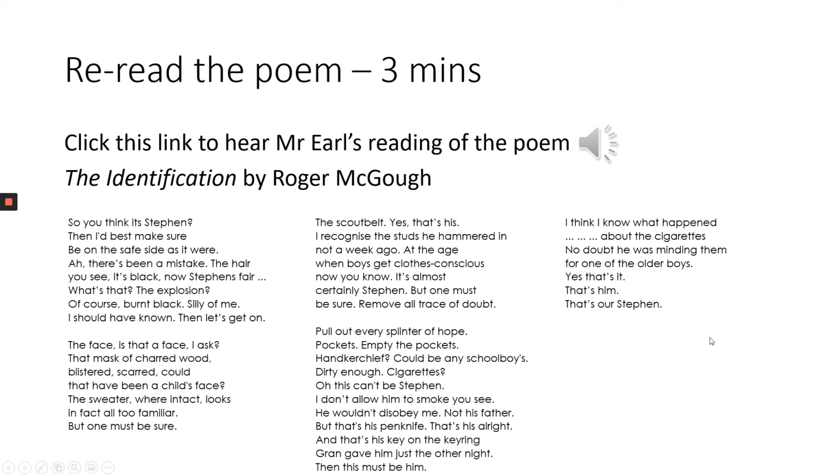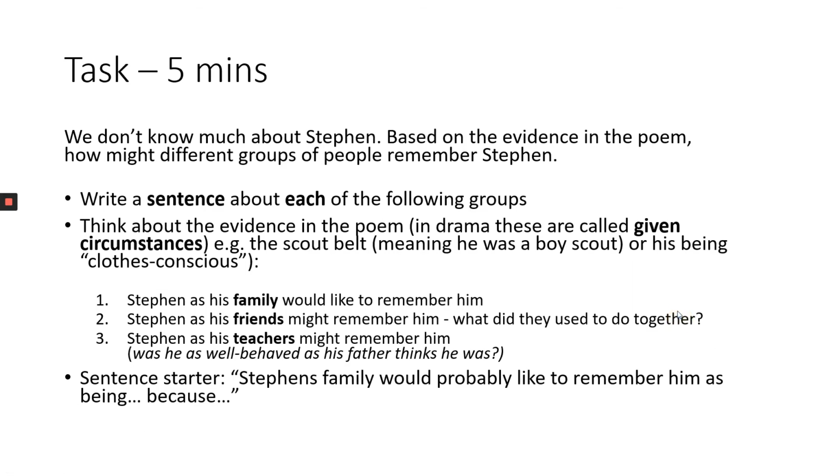And that's the poem. The first task that I'd like you to do is thinking a little bit about Stephen himself. Now, we don't know much about Stephen. So what I'd like to think about is what the poem suggests. And this is something that we always do when we're thinking about characters. We look at what are called the given circumstances. And this is the information that a writer tells us.